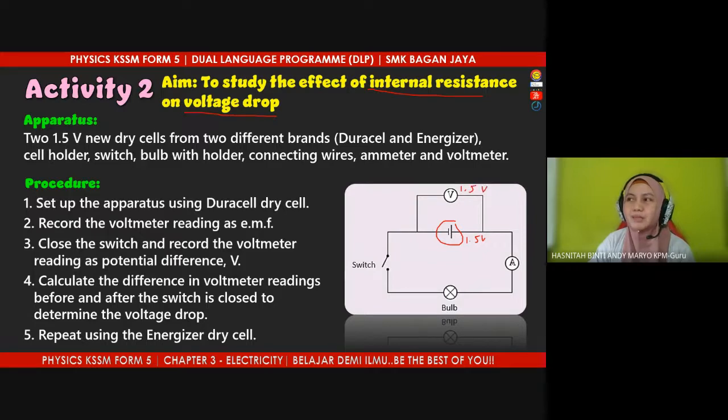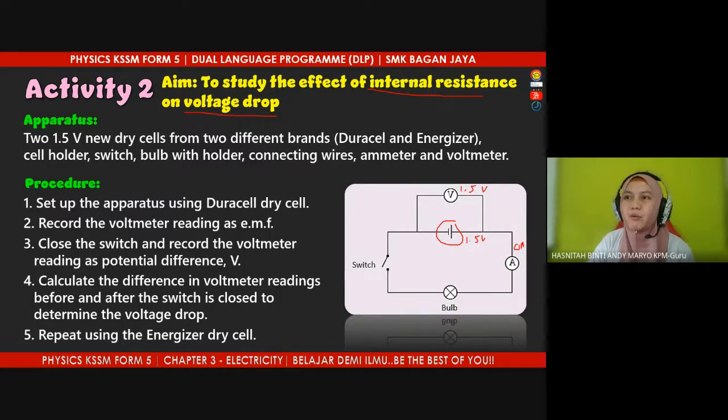What is the ammeter reading here, students, now in this position of the switch? Any reading shown by the ammeter now? Now the switch is open. The voltmeter reads 1.5, the EMF of the cell. How about the ammeter? Any reading shown there now? No, it reads 0 ampere now because no current flows in the circuit.